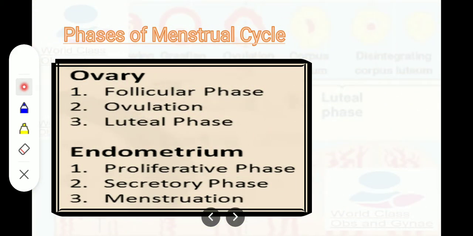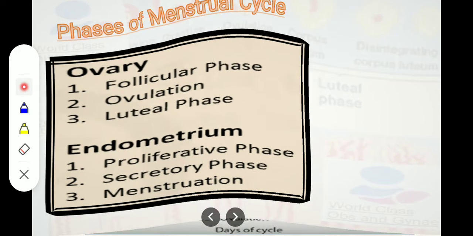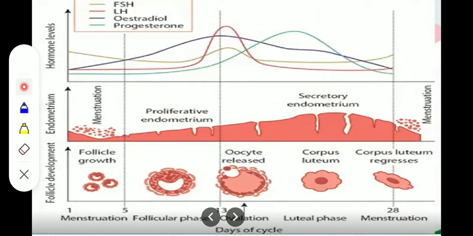So, as I have told you, in the ovary, we have three phases: follicular phase, ovulation phase, the luteal phase. And in the endometrium, we have three phases like proliferative phase, secretory phase, and the menstruation phase. Okay, this is another diagram which shows the same changes which I have shown you before, but I will keep this diagram along with me in each and every cycle. So, it would be better if you try to understand it in a very proper way.